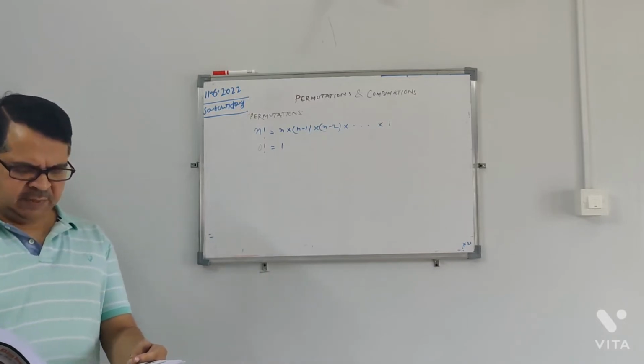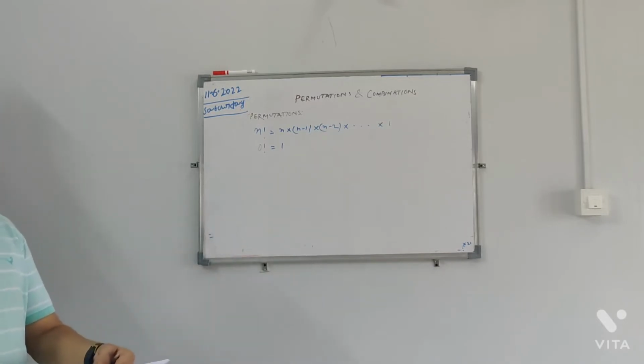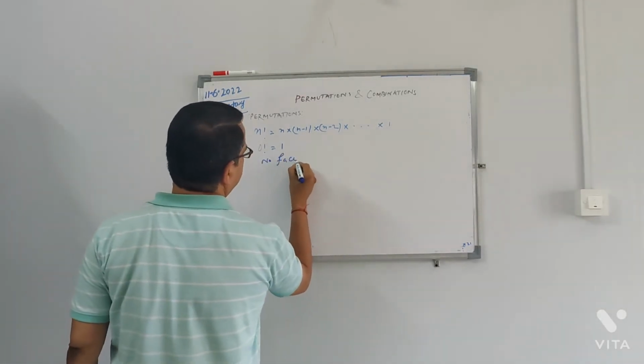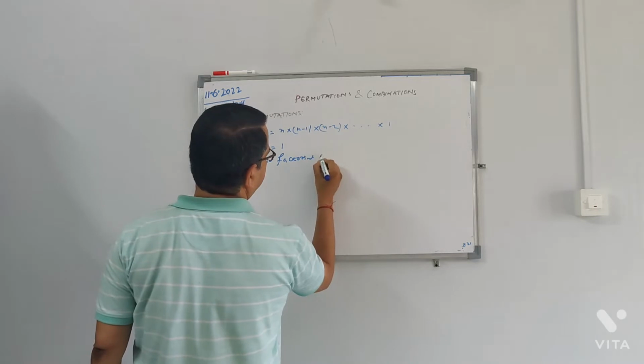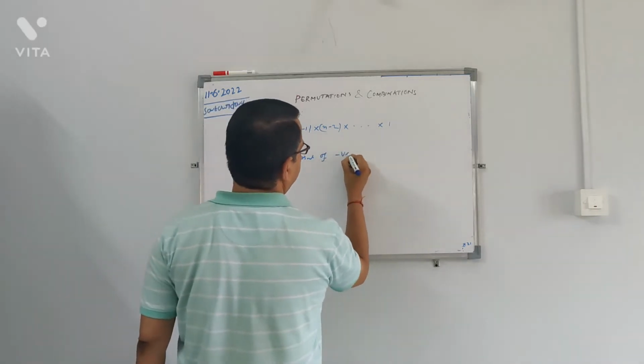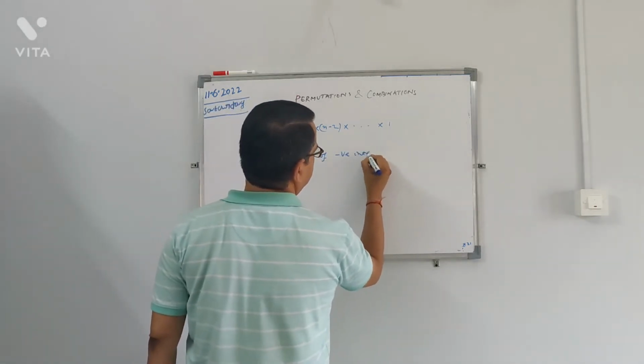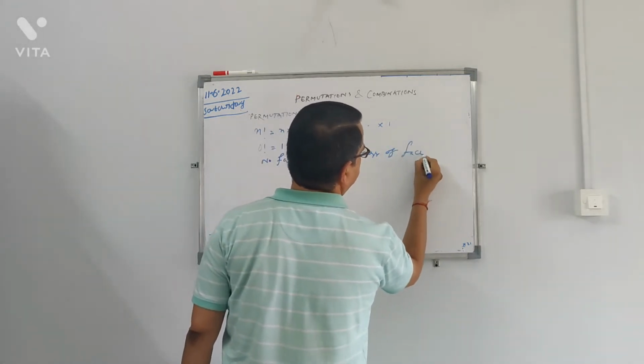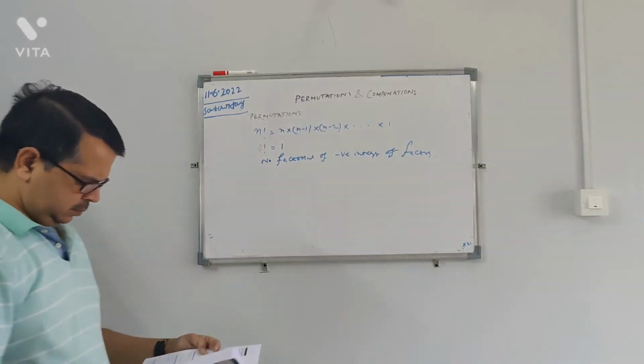Factorials of negative integers and fractions are not defined. So no factorial of negative integers or fractions. That is another property.